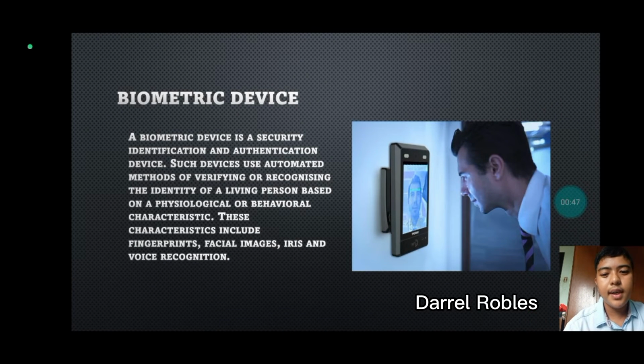So with the biometric device, the aim is to capture an item of biometric data from this person. It can be a photo of their face, a record of their voice, or an image of their fingerprint.